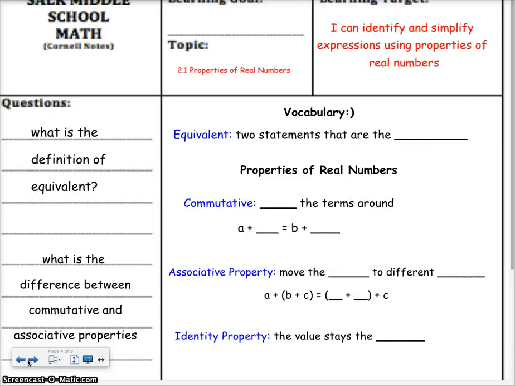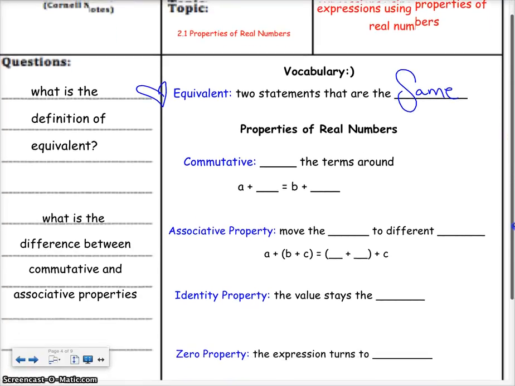So, you need some vocabulary. Properties of real numbers is our main target today. And you need to know that properties generate equivalent statements. Equivalent are two statements that are the same. Bet you knew that already. Equivalent means same.